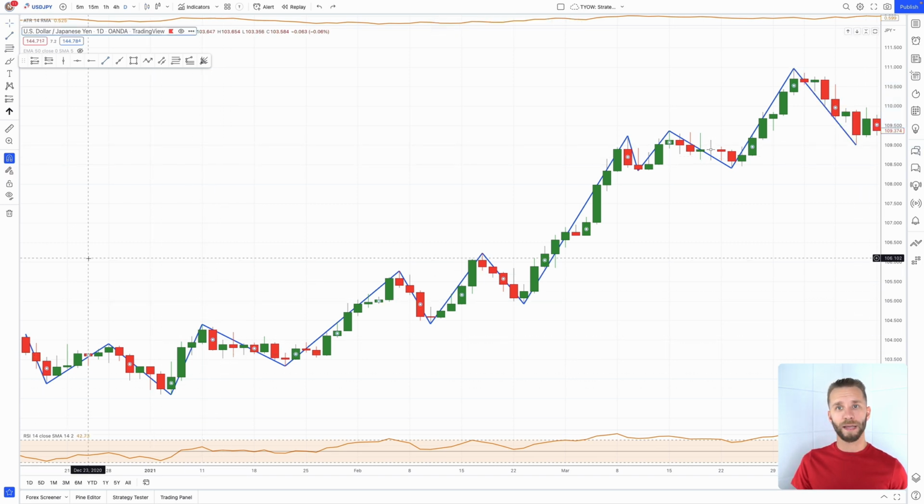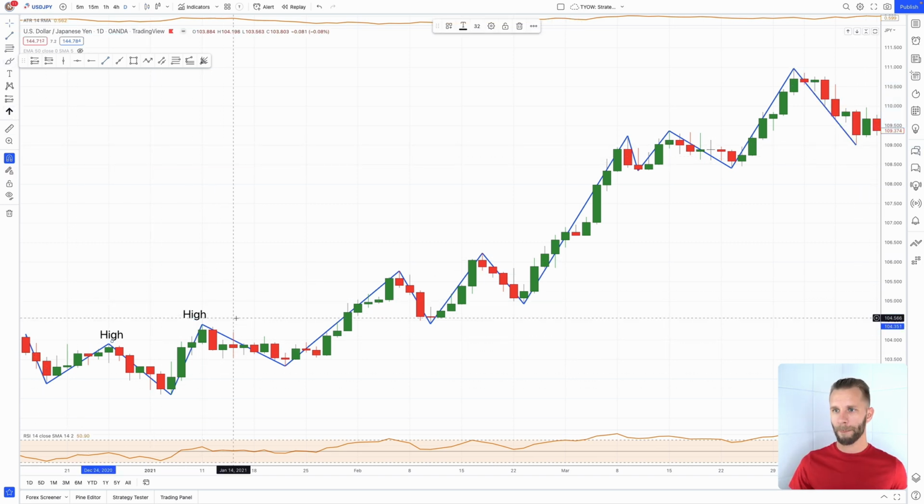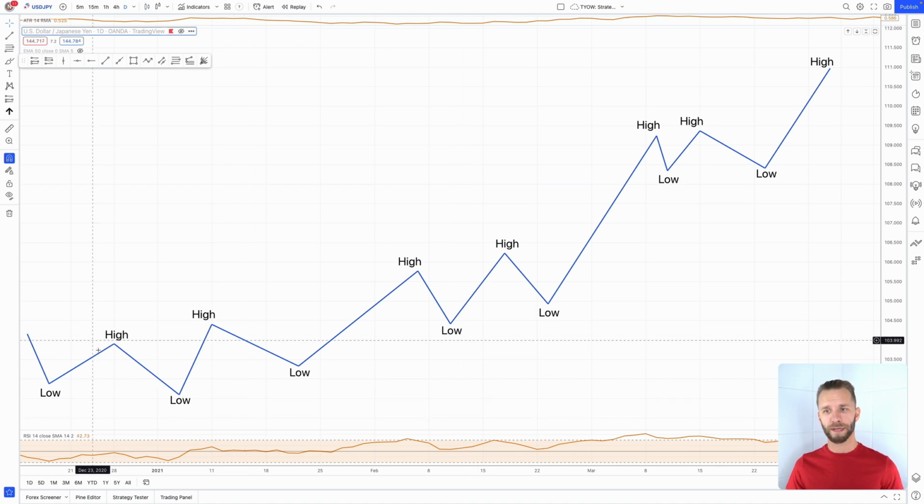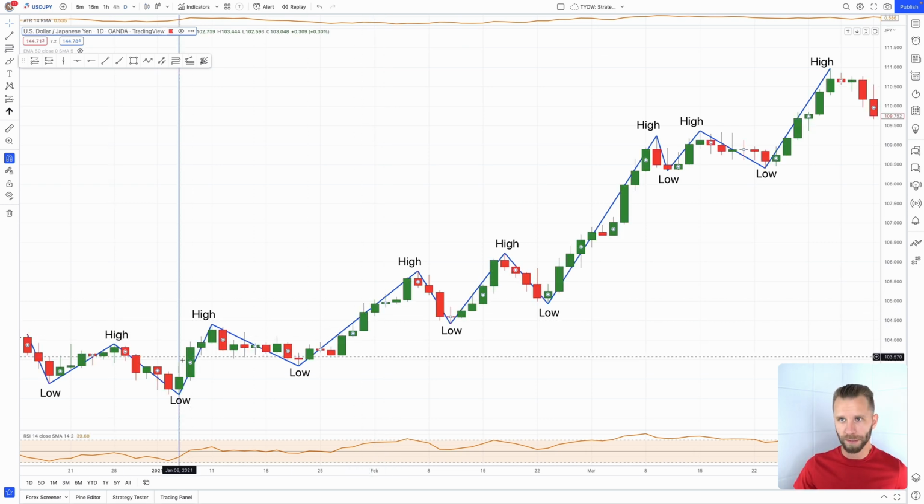Okay, so now I'm going to mark each of these points as highs and lows. Now if we hide the candles, it makes it very obvious where our highs and lows are. For an uptrend to occur, we need higher highs and higher lows. So I'm going to mark this with a vertical line using Option V.